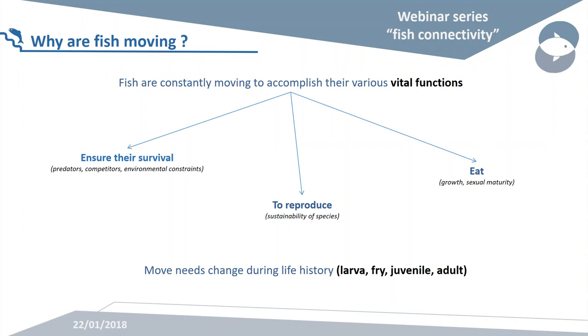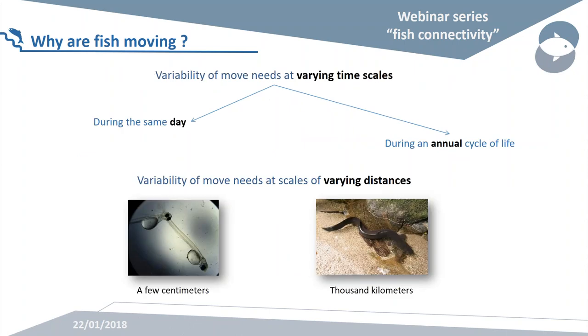So movement needs really change during the life history of the fish. We see four different stages, larva, fry, juvenile, and adult, and needs will change during these different stages, as we'll see after. The variability of movement needs also varies at different time scales. You can have movement during the same day, but you can also have movement during an annual life cycle. So you can understand that these are very different movements.